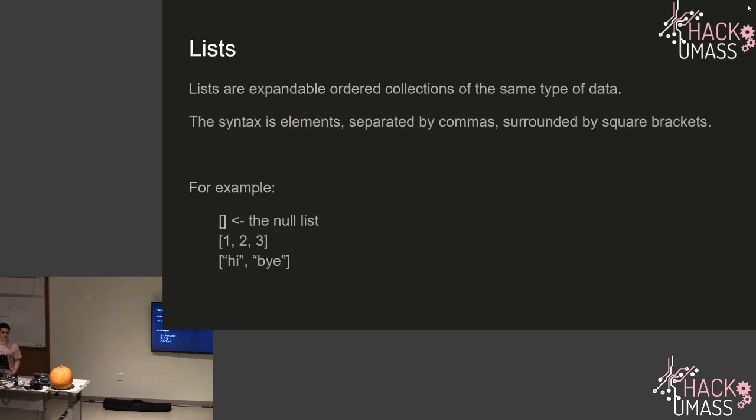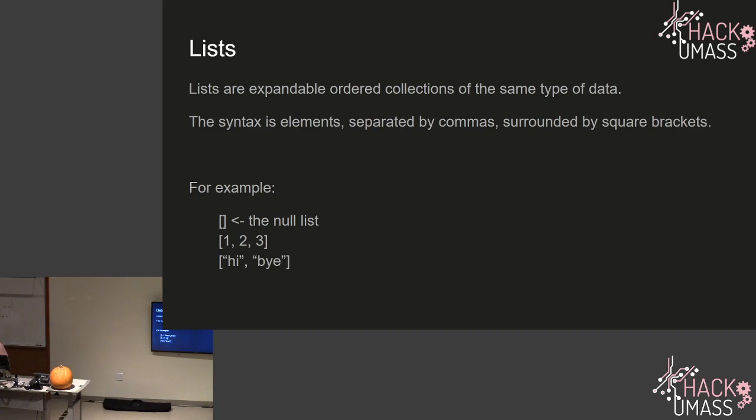Now, I mentioned lists, but what are lists in Haskell? Lists in Haskell are really comparable to linked lists in other languages like Java, in that you have a head and a tail. I'll get more into that later. But the idea is that lists are expandable, ordered collections of the same type of data. So you can have a list of characters, a list of strings, a list of lists of integers, but it has to all be the same.